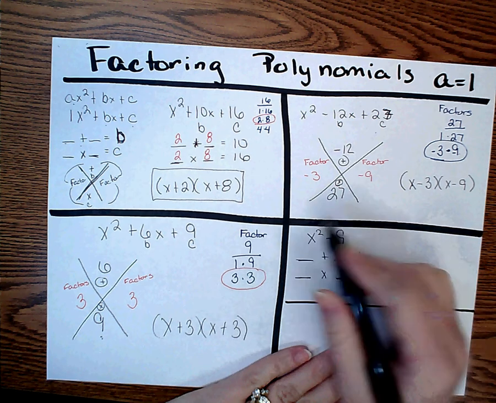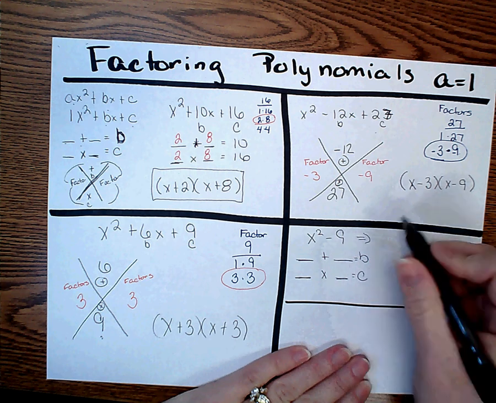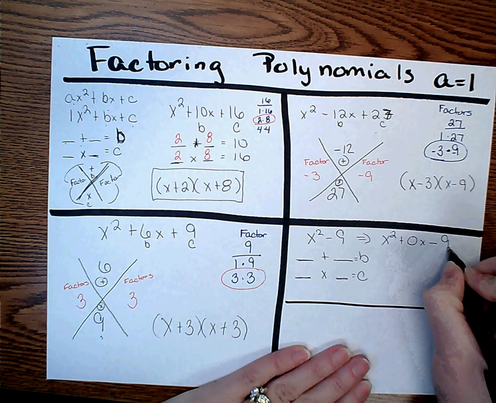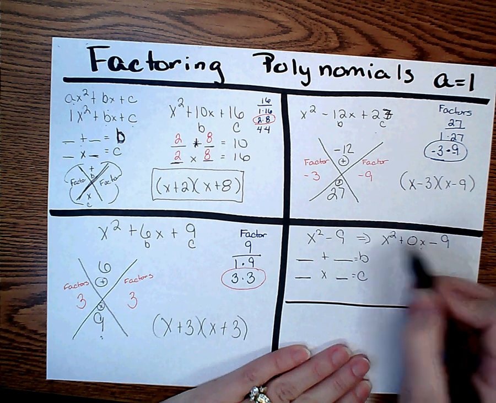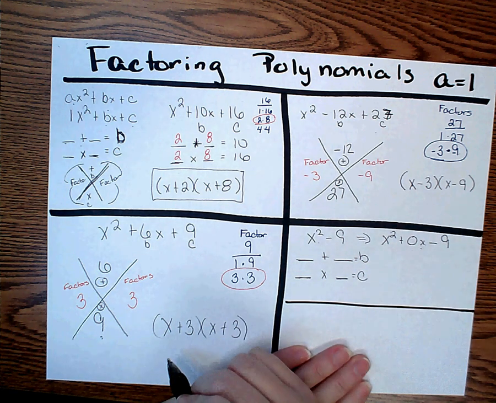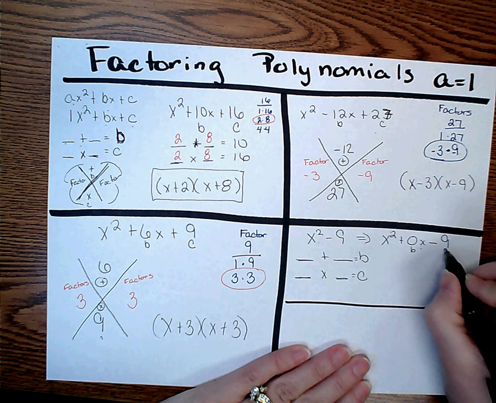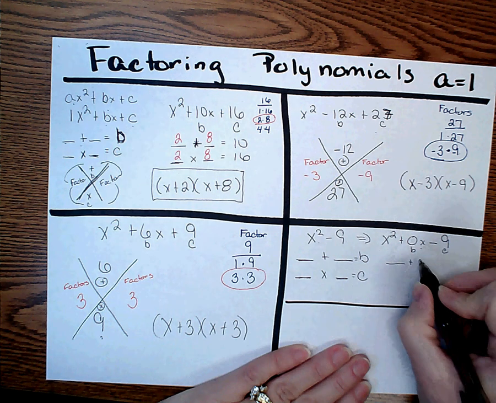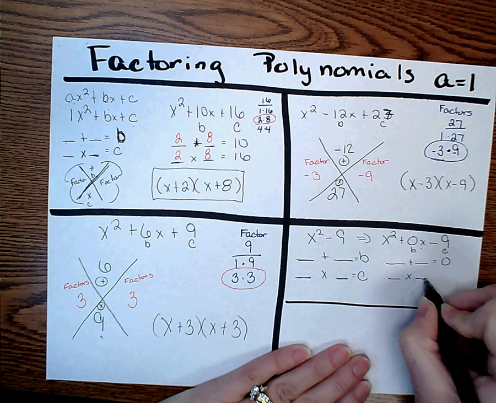Looking at this problem, I don't see a b value because remember my b value is in the middle. So I'm going to rewrite this problem so that it's x squared plus 0x minus 9. 0 is going to be my placeholder here. And I'm putting 0 in because 0 times a number is going to give me 0, which leads me back to this one. So now my b value is 0, and my c value is, excuse me, negative 9. So we have blank plus blank that equals 0, and blank times blank that equals negative 9.